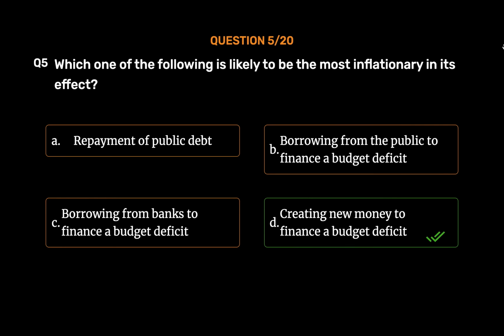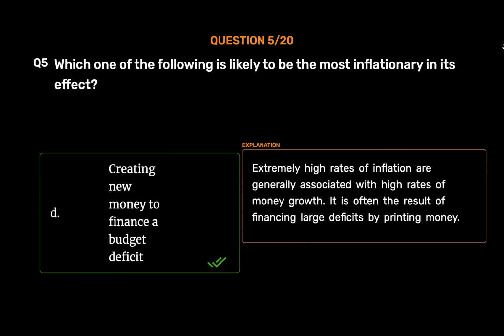Creating new money to finance a budget deficit. Extremely high rates of inflation are generally associated with high rates of money growth. It is often the result of financing large deficits by printing money.